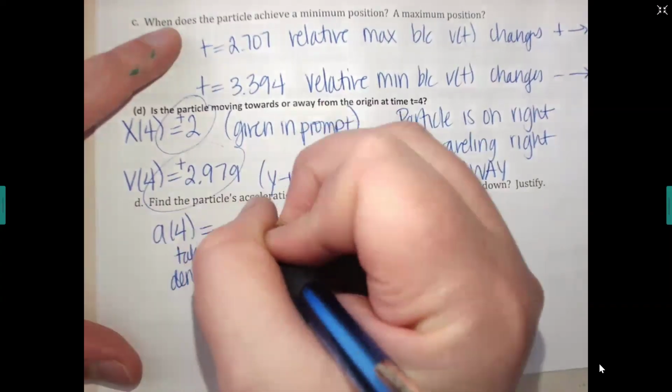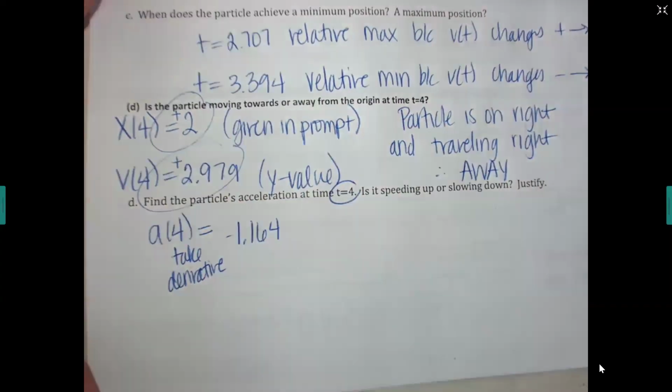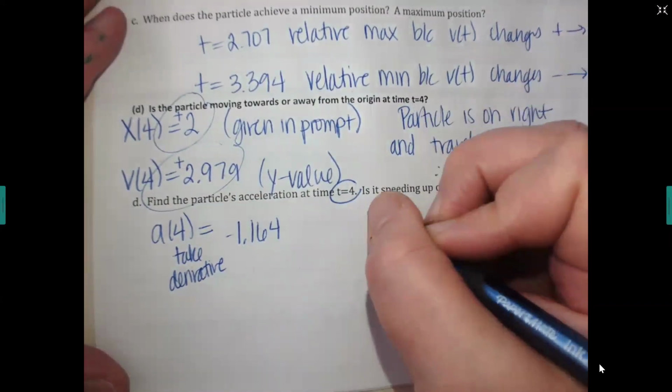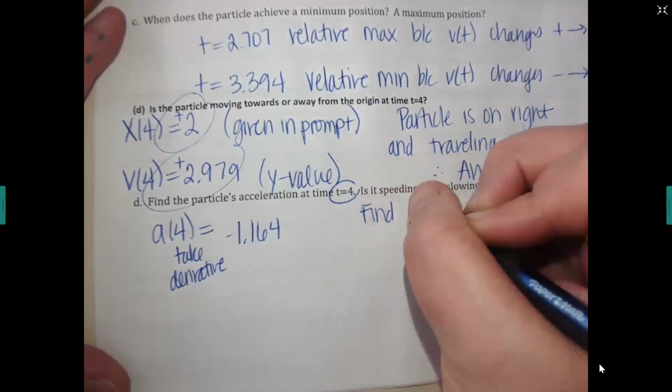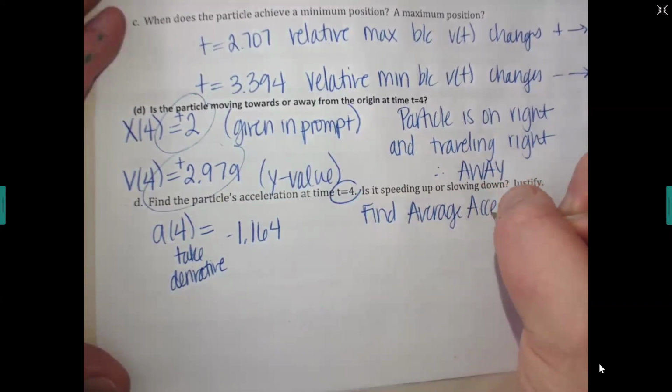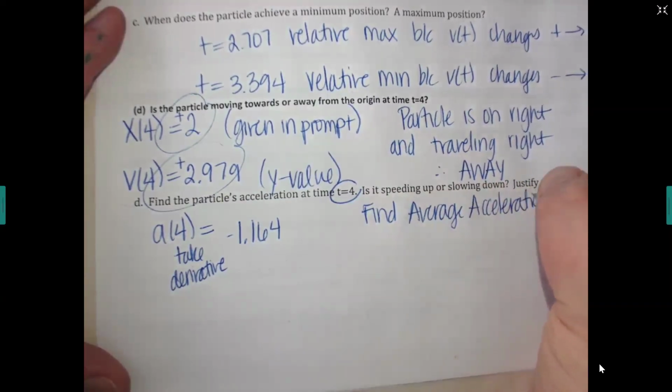Negative 1.164. Now, if I wanted average acceleration, which this question doesn't ask, but we're going to add it. So find the average acceleration. Let's say over the first 4 seconds.